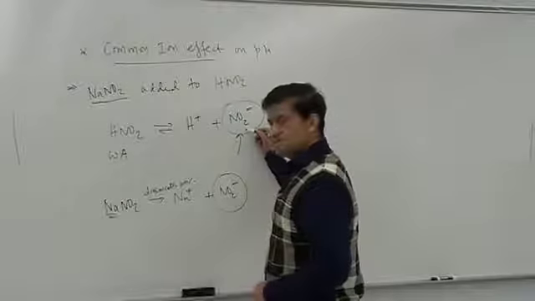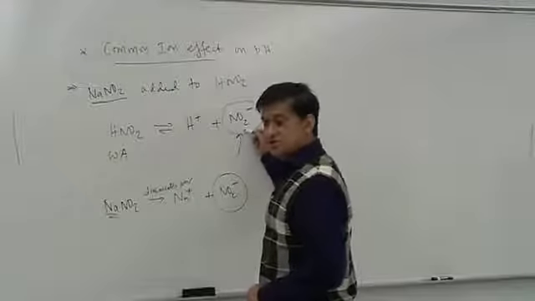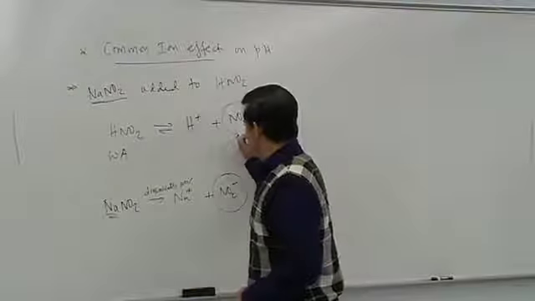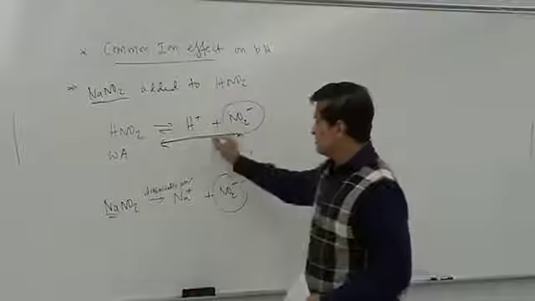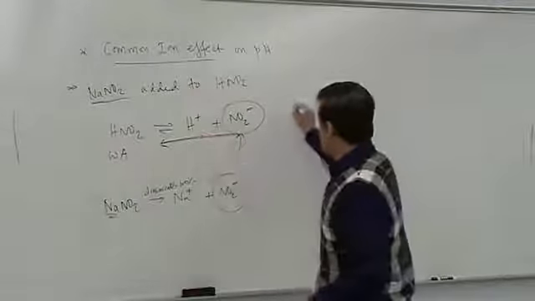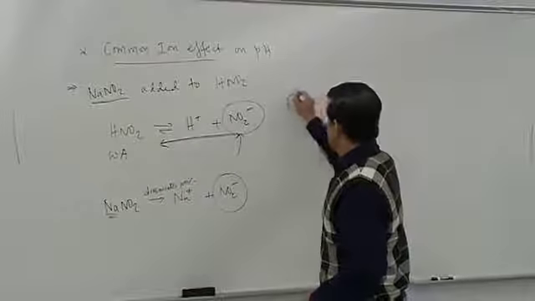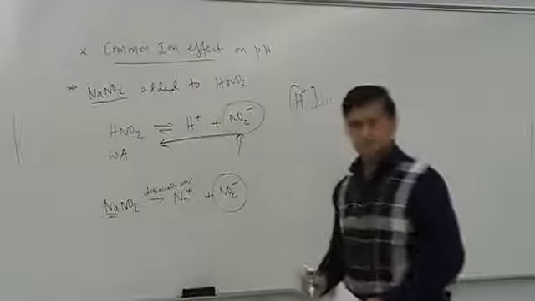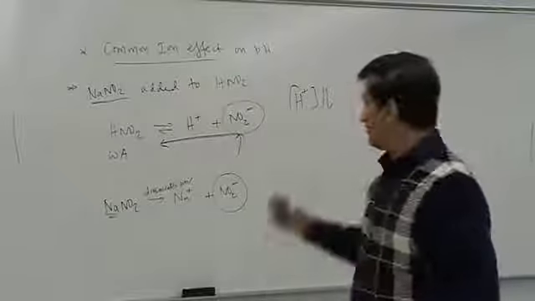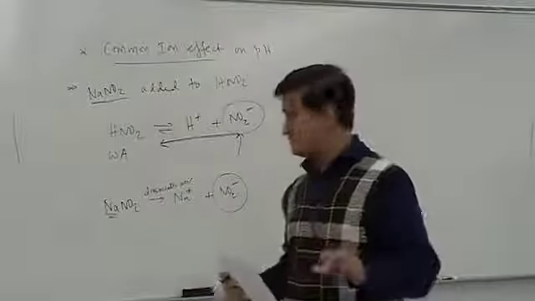When you're increasing this concentration, it will try to decrease it by moving from right to the left. What that means is that's going to consume H plus. So H plus concentration, because of this common ion effect, would go down. So because of the common ion effect, equilibrium will be shifted from right to the left.